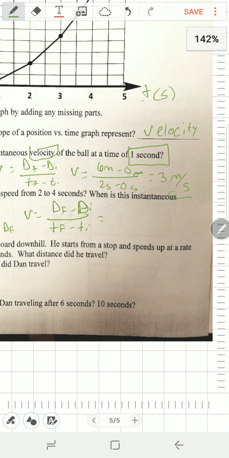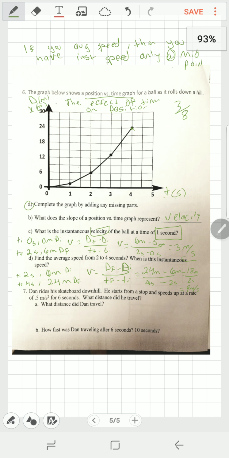So let's plug this in and chug along. Did I change my v? No, so I'm just going to leave it there. My final is 24 meters, my initial is 6 meters, over 4 seconds minus 2 seconds, which is going to give me 18 meters over 2 seconds, which equals 9 meters per second. And when is this the instantaneous velocity for? Well, my midpoint is 3. So velocity at 3 equals 9 meters per second.